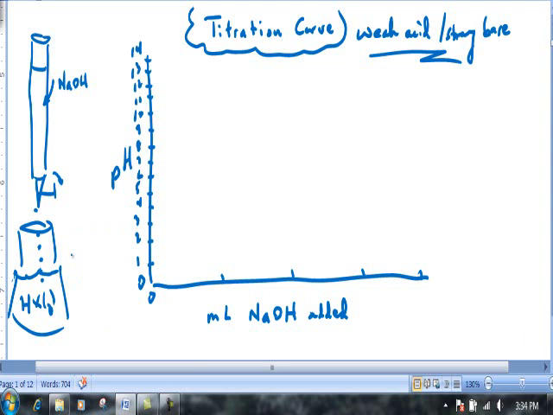Because our solution is a weak acid solution, the initial pH typically can be 2.5, 3, even 4. The reason being that for a weak acid, not all of the acid dissociates to create hydronium ions, so the number of hydronium ions is going to be fairly small. Because of that, the initial pH of the solution is going to be fairly high, at least compared to what would be the case for a strong acid.